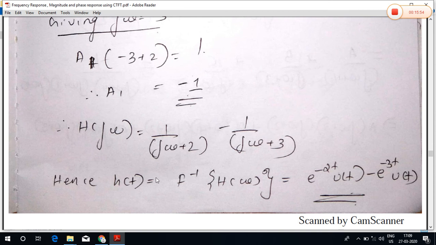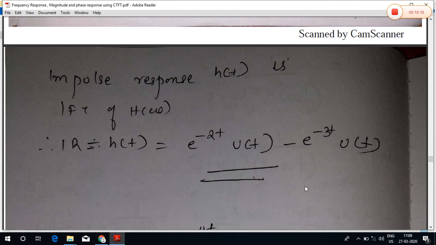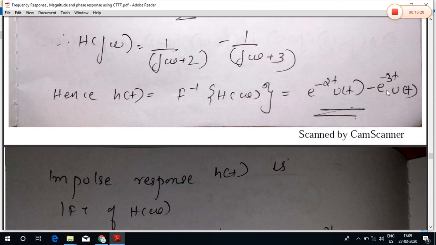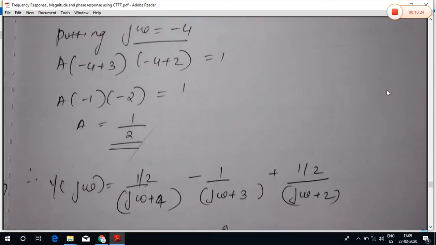Just taking the impulse response, we will get what? Just taking the inverse Fourier transform, we will get the impulse response as: 1 by (jω plus 2) is e raised to minus 2t u(t), and minus 1 by (jω plus 3) is minus e raised to minus 3t u(t). Okay, so that is all about the impulse response. Now, the impulse response is written again. That is the same answer rewritten: e raised to minus 2t u(t) minus e raised to minus 3t u(t). That is your impulse response.